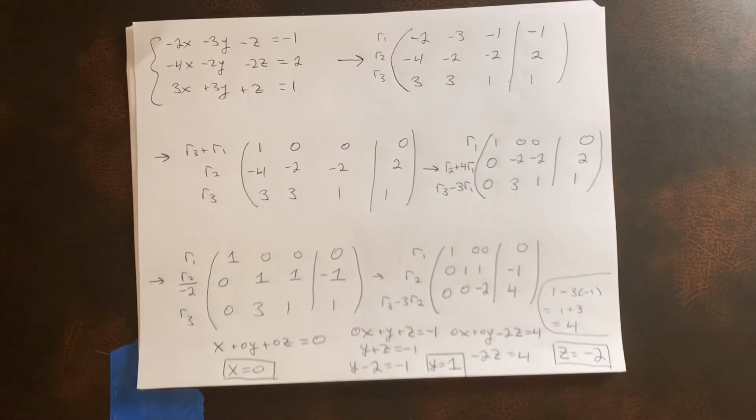And so now we have all three of our answers. We have x is going to be 0, y is going to be 1, and z is going to be minus 2.